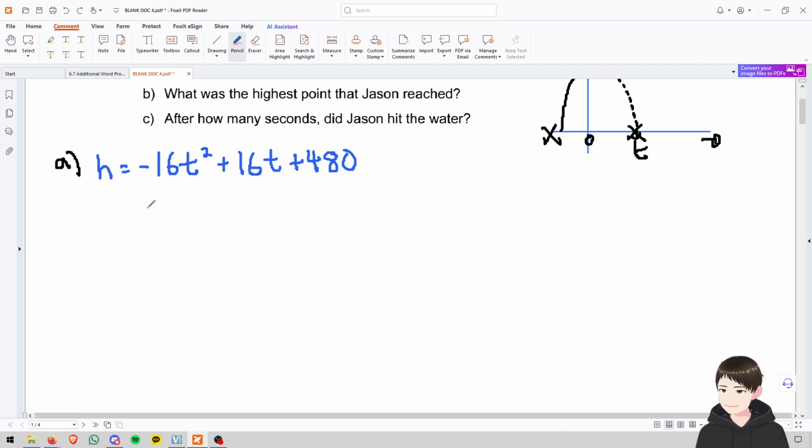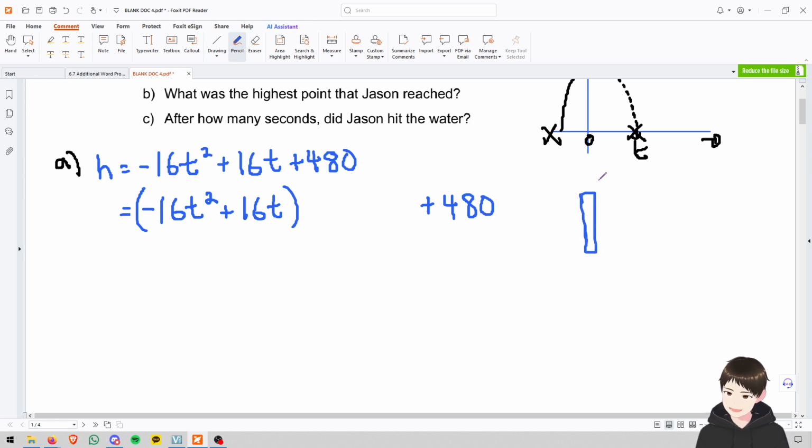Since I want the vertex, I am going to complete the square. What does that mean? I will take the first two terms together and leave the last term. Essentially, I'm basically completing the square. This is t plus something, and I have a t plus something. You know what I'm talking about.